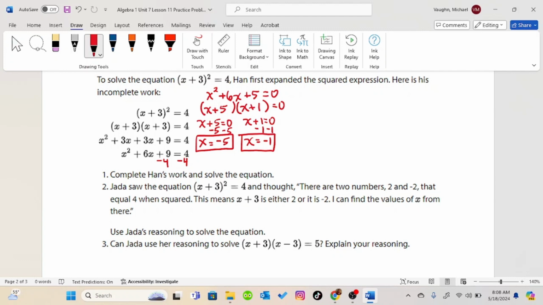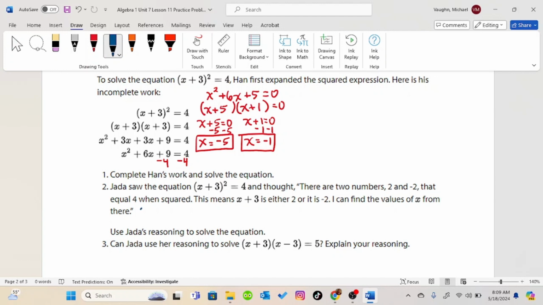Number 2. Jada saw the equation x plus 3 squared equals 4 and thought there are two numbers, positive 2 and negative 2, that equal 4 when squared. This means x plus 3 is either 2 or it is negative 2. I can find the values of x from there. Use Jada's reasoning to solve the equation.